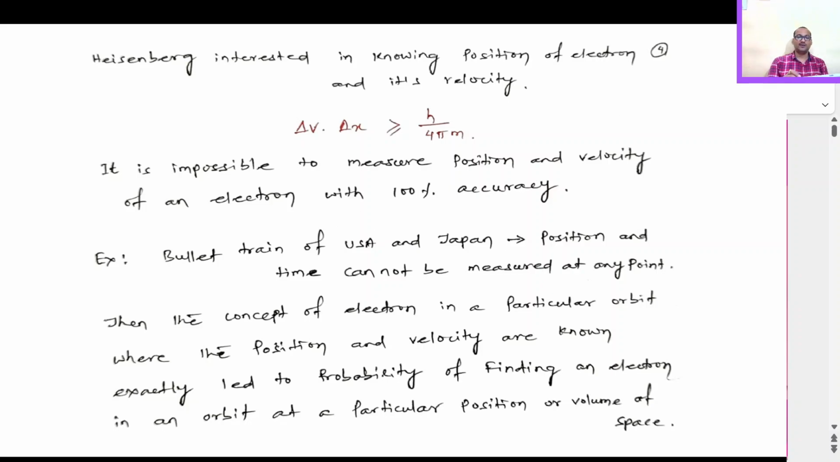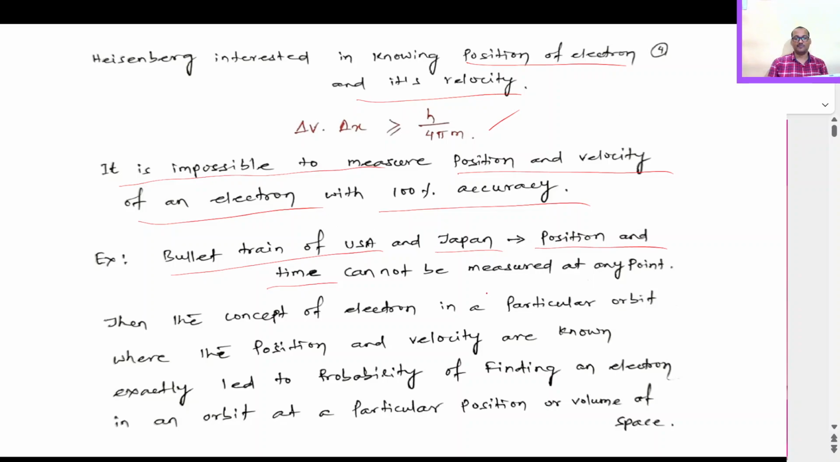Heisenberg was interested in knowing the position of the electron and its velocity. Heisenberg's equation is delta v into delta x greater than or equal to h upon 4 pi m. Heisenberg states that it is impossible to measure the position and velocity of an electron with 100% accuracy. For example, take a bullet train of USA or Japan, where its position and velocity cannot both be measured at any point. Then the concept of an electron in a particular orbit, where position and velocity are known exactly, gave way to the probability of finding an electron in an orbit at a particular position or volume of space.